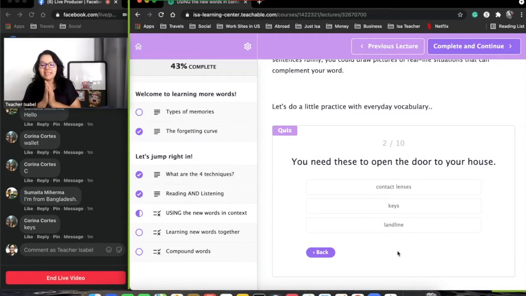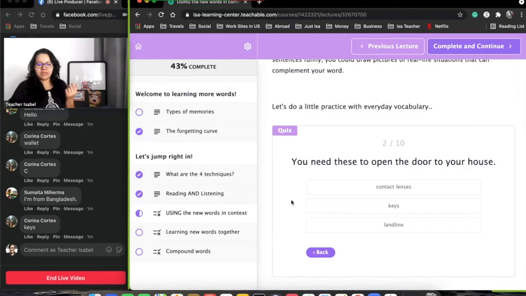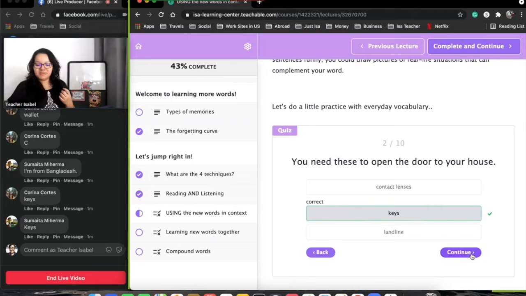Karina says keys. Sumaita, what do you think? What is the correct answer to this question? You need these to open the door to your house. Not just Sumaita, anyone. What do we think is the correct answer? 3, 2, 1. All right, Karina says keys. Let's see. Sumaita, keys. Nice, very good. So you guys are kind of understanding where I'm going with this, right?